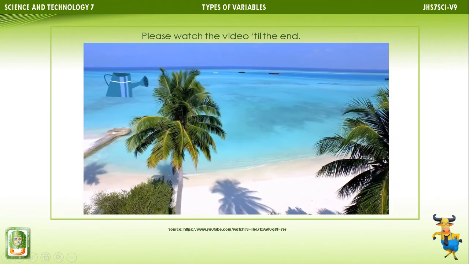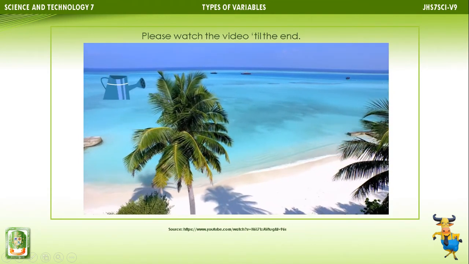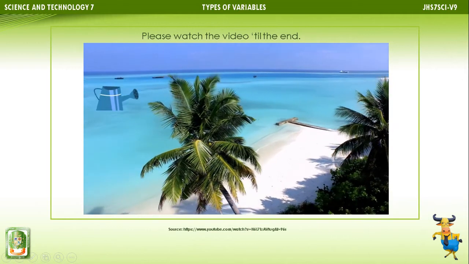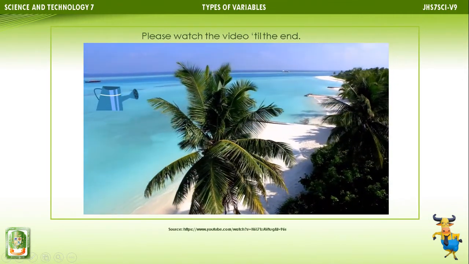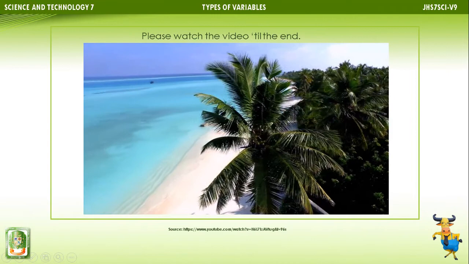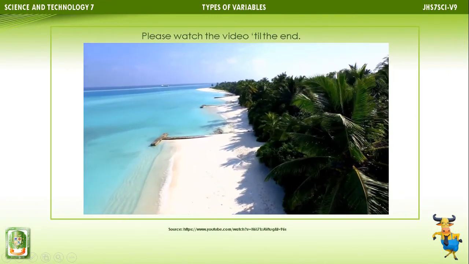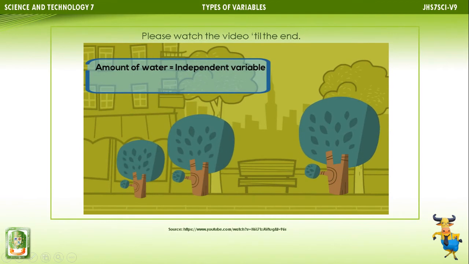Let's look at a couple more examples. The height of a tree depends on the amount of water it receives. The amount of water the tree receives is the independent variable. The amount of water that the tree receives will change, and the height of the tree is the dependent variable because you are measuring the height of each tree.